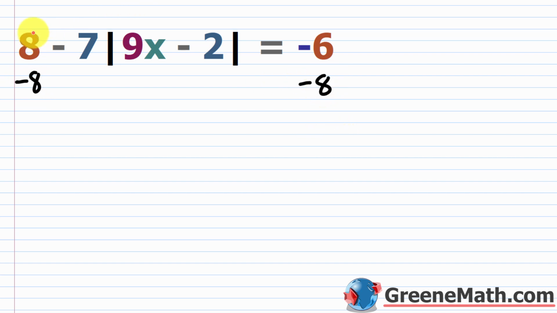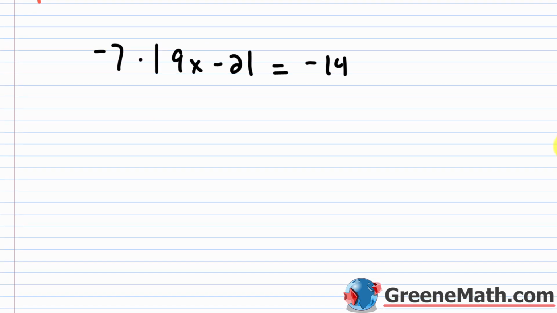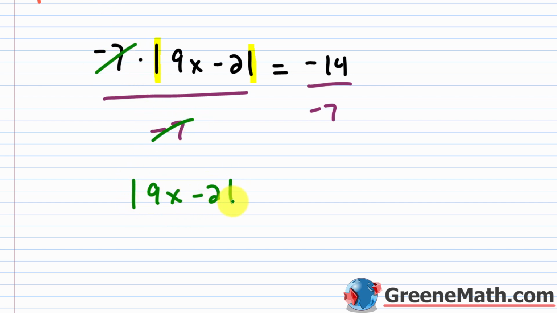So let's go ahead and do that. And so this is going to cancel over here. And what you'll have is negative 7 times the absolute value of 9x minus 2 is equal to, you have negative 6 minus 8, that's negative 14. Okay, so because this is multiplication here, you want to use division to undo it. Again, you're trying to isolate this guy right here. So since negative 7 is multiplying that, you're going to, again, just divide both sides by this negative 7. And so this guy right here is going to cancel. And you'll have your absolute value of 9x minus 2 isolated on the left-hand side. On the right-hand side, negative 14 divided by negative 7 is going to be positive 2.